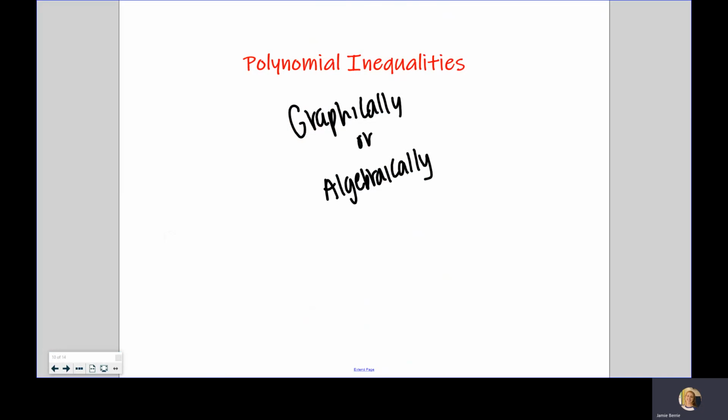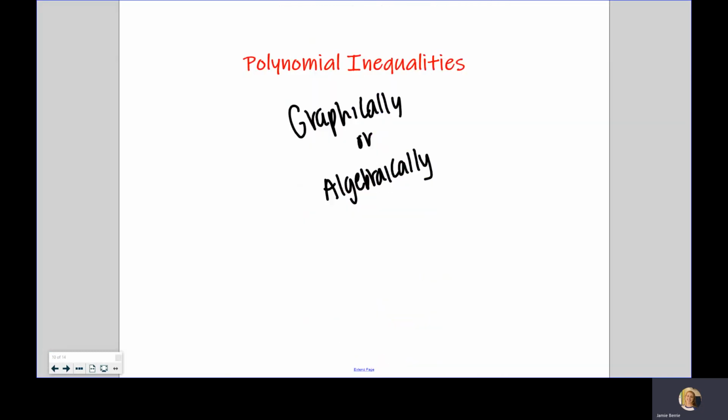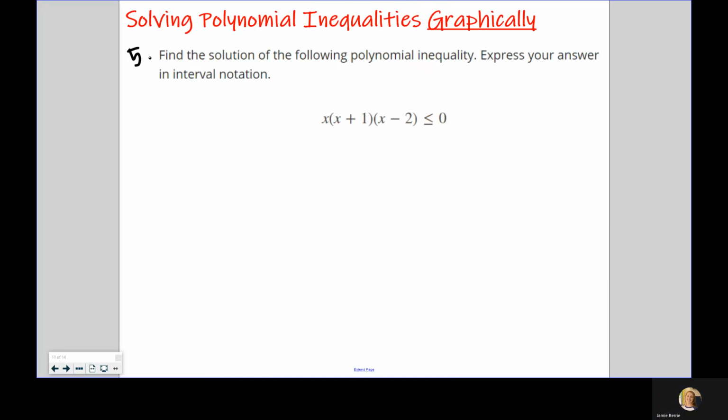All right, so let's look at the process for solving a polynomial inequality graphically. This is number 5. It says, find the solution of the following polynomial inequality. Express your answer in interval notation. We're looking for where this polynomial is less than or equal to 0, so that's the x-axis or below. It says x times x plus 1 times x minus 2 is less than or equal to 0.